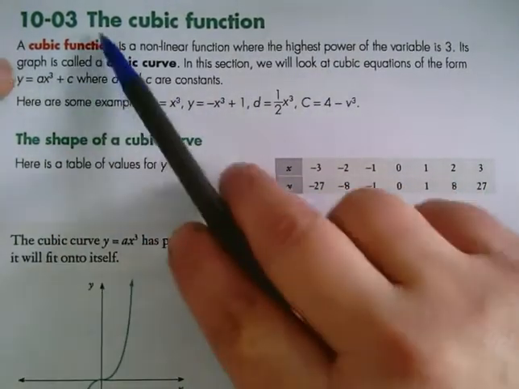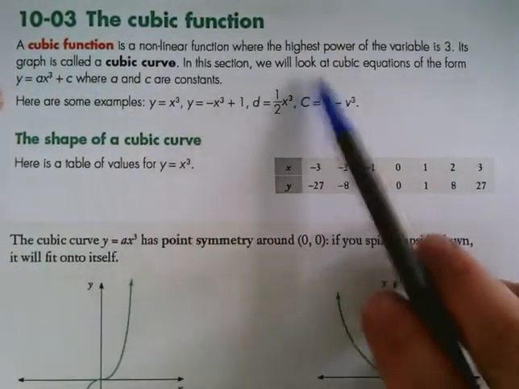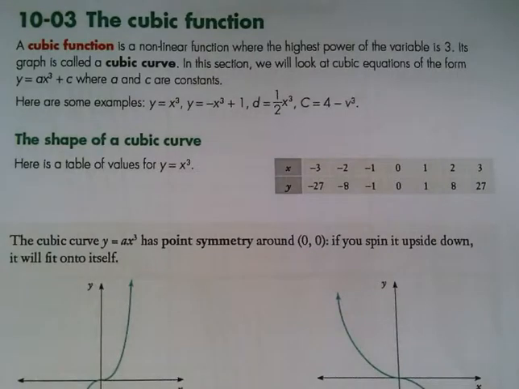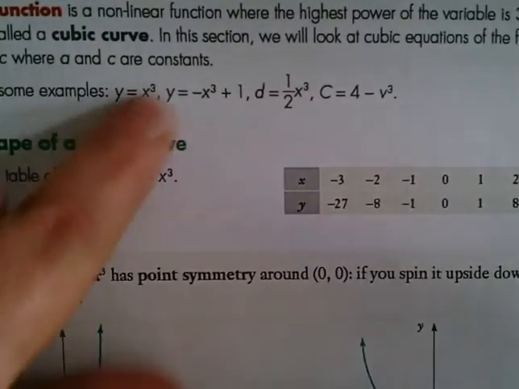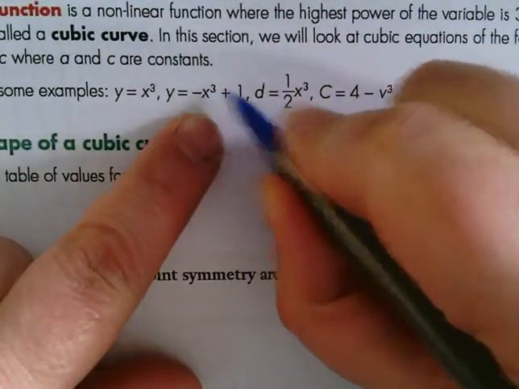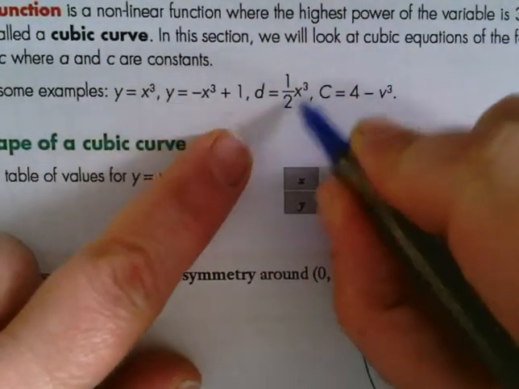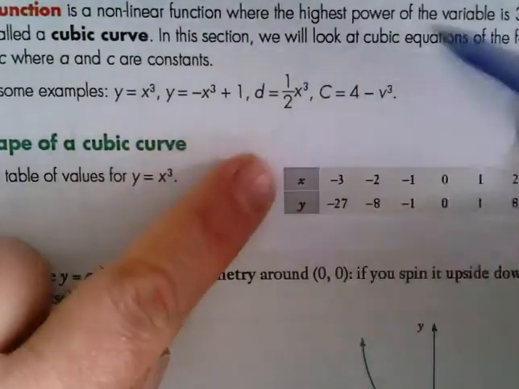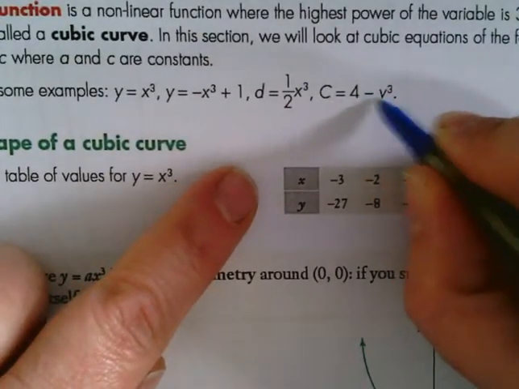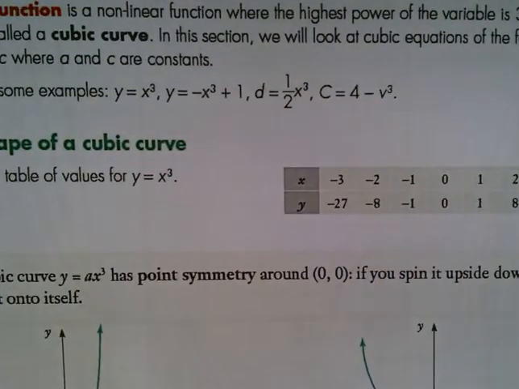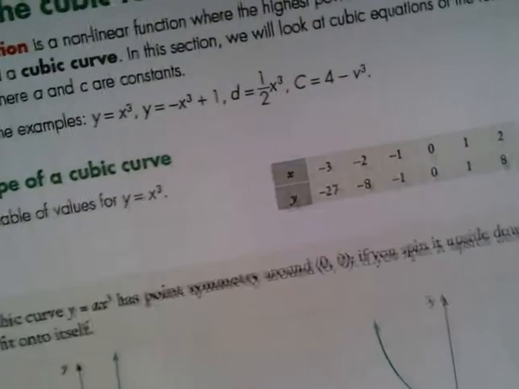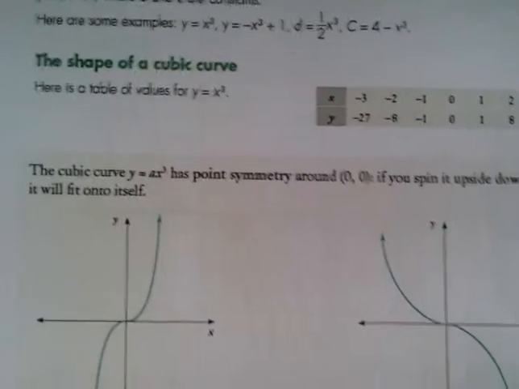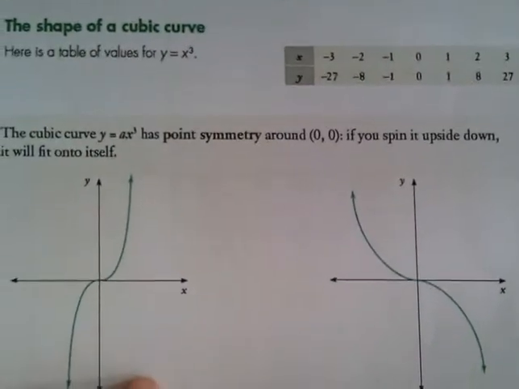The graph of a cubic function is called a cubic curve, and we're going to be investigating cubic curves. If we look at all these curves here, y equals x cubed, that's a cubic. Negative x cubed plus 1, that's a cubic. D is a half x cubed. C is 4 minus x cubed. The highest power of the independent variable is 3, so they're all cubic curves. Now, the shape of a cubic curve.